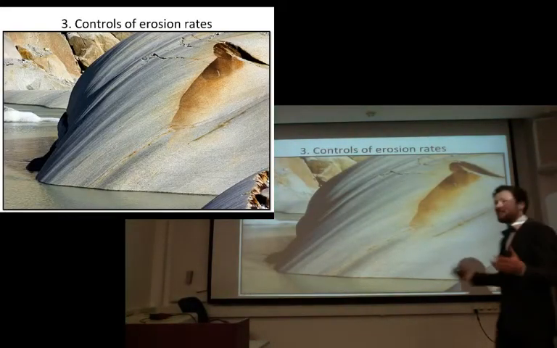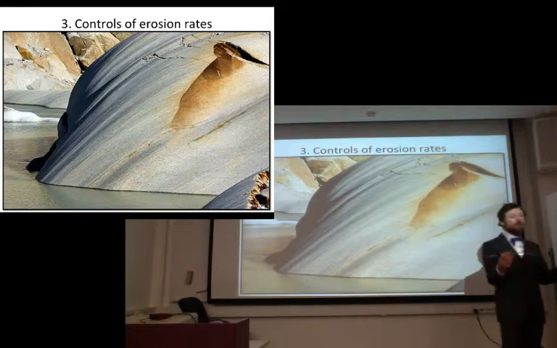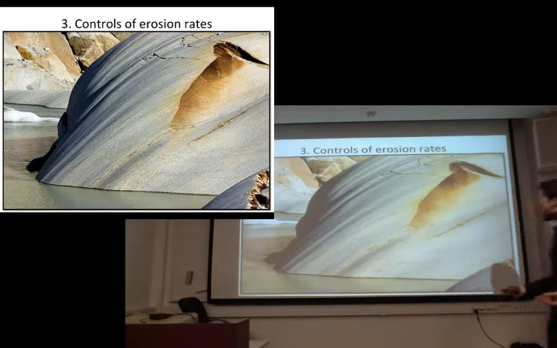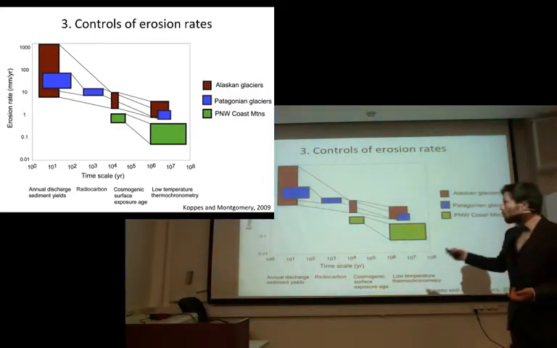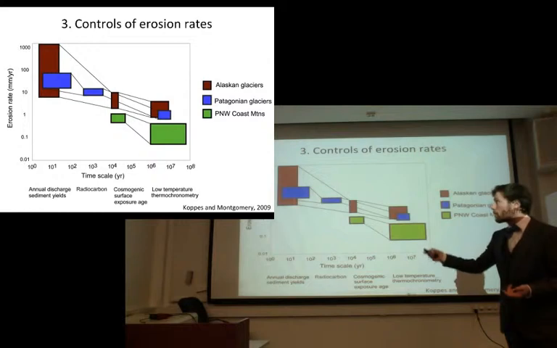So let's look now at the topic, erosion rates. What are the controls? And what forms this landscape? By looking at the controls, we can then explain some of the variability that we observed before.